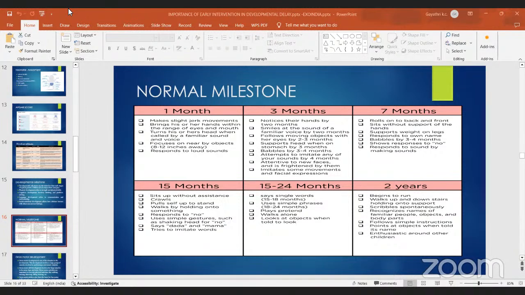Seventh month, we can go on with supporting weight on the legs, and the baby blabbers by 3 to 4 months. If you ask anything, the baby will show a response.